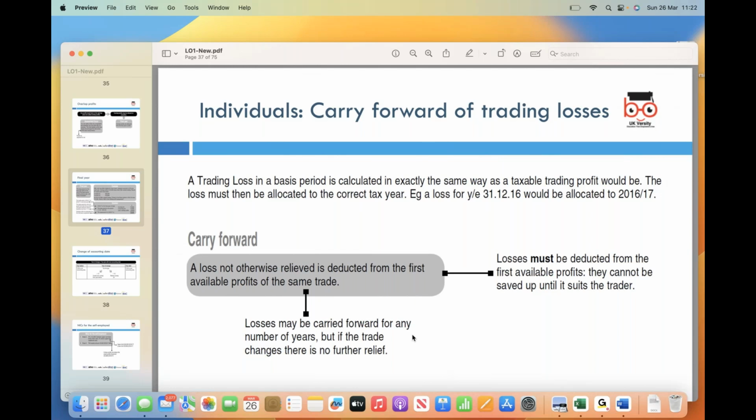Losses may be carried forward for any number of years, but if the trade changes, there is no further relief available for the carried forward loss.